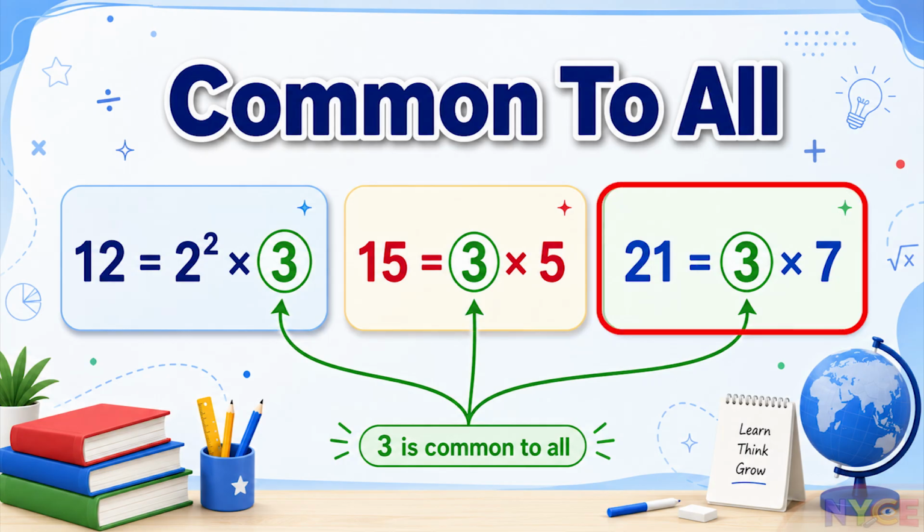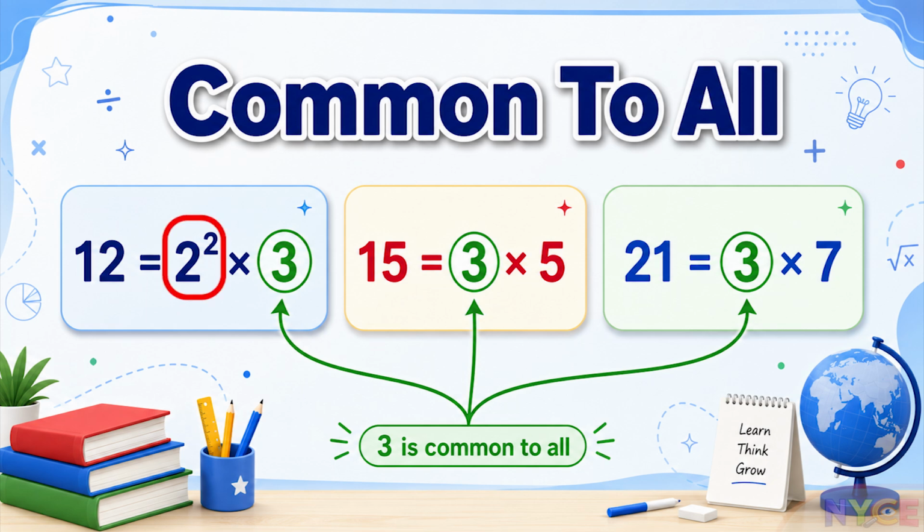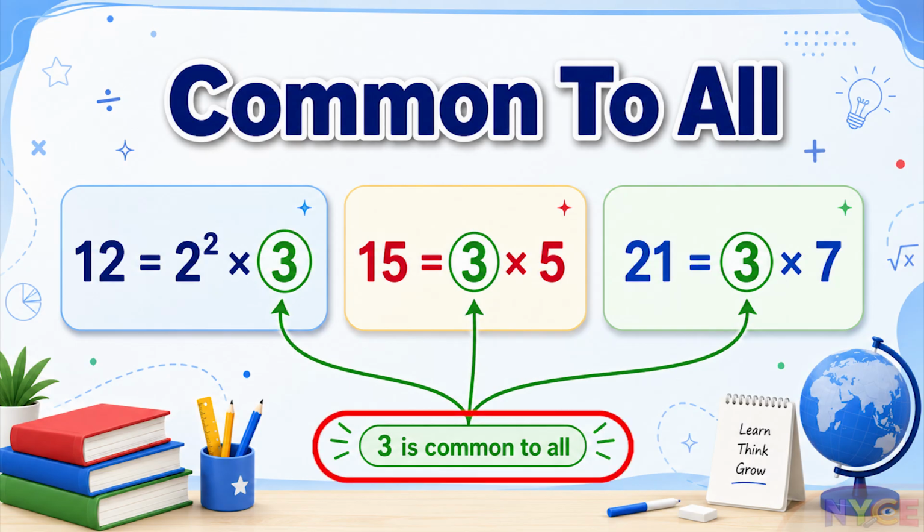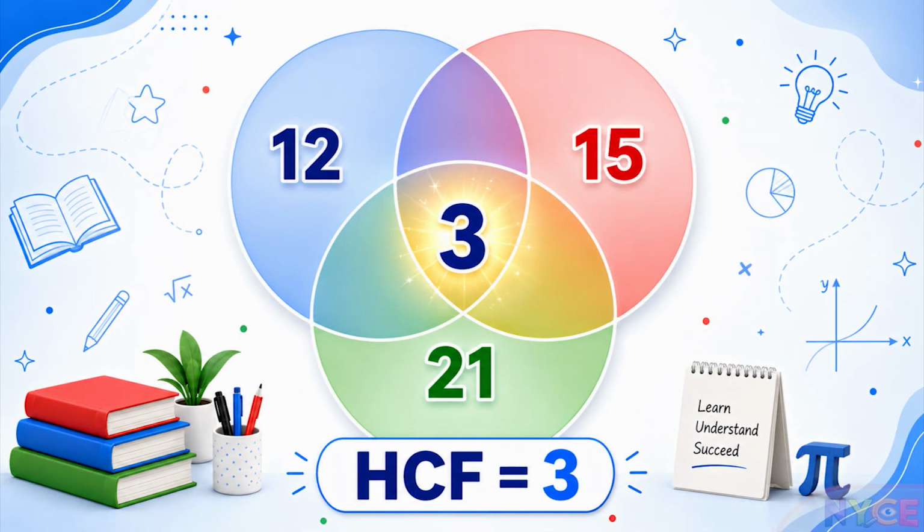Now look for prime factors common to all 3 numbers. The number 2 appears only in 12. The number 5 appears only in 15. The number 7 appears only in 21. But the prime factor 3 appears in 12, 15, and 21. So the only common prime factor is 3. Its smallest power is 3 to the 1. Therefore, HCF of 12, 15, and 21 is 3.